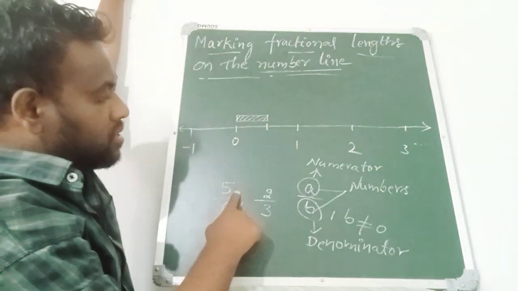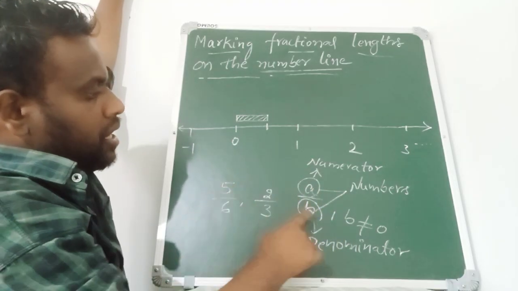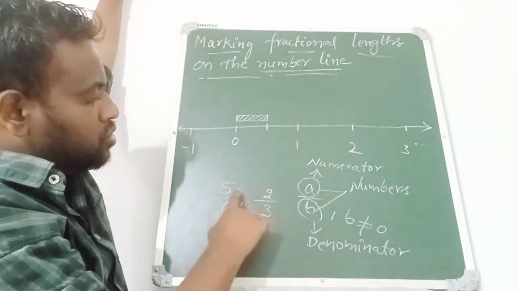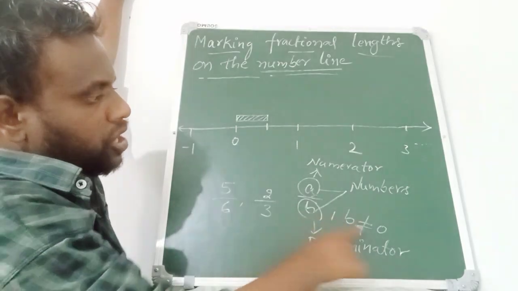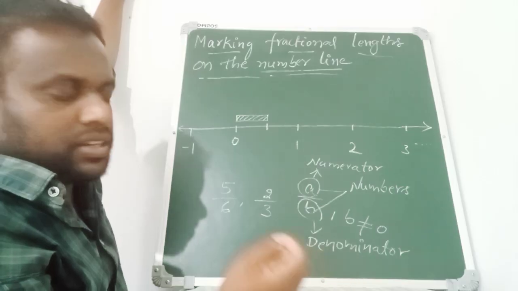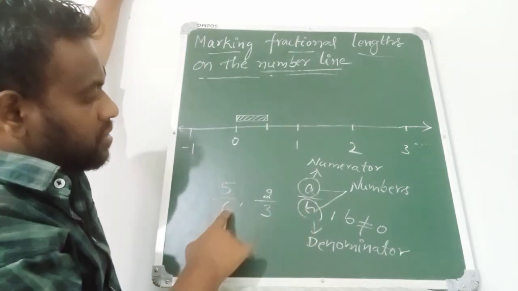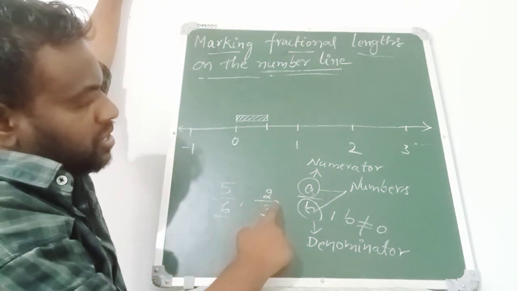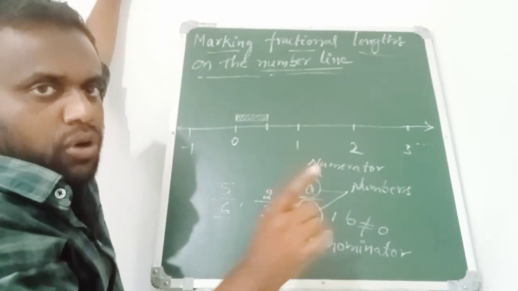Now see this 5/6. 5/6 is in the form of a/b. In place of a we have 5. In place of b we have 6. I said this a and b should be numbers. So 5 and 6 are numbers. And also I have given the other condition. This b should not be equal to 0. Here b is 6. 6 is not equal to 0. So this 5/6 is a fraction. Similarly, this 2/3 is a fraction. Fractions means we will write like this in a/b form.